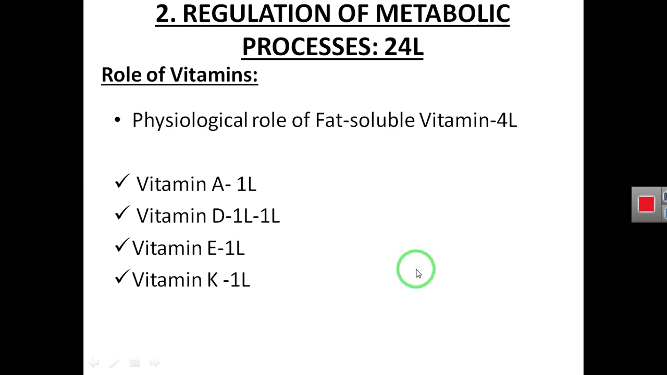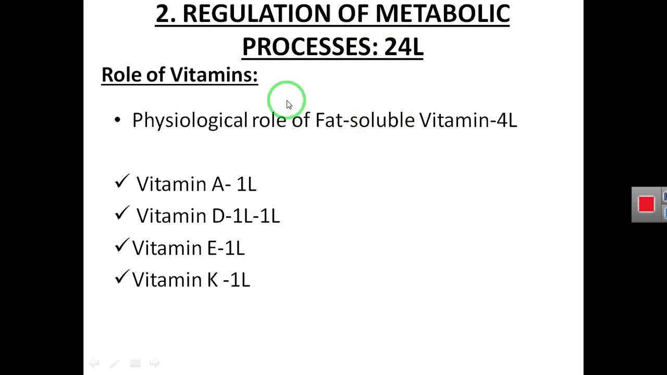And this was the first part of this course. And the second part of this course, we will study about the regulation of metabolic processes. The first part of the course was about how the biomolecules metabolize, do catabolism and anabolism. However, the second part is based on the regulation of this catabolism and anabolism of biomolecules.